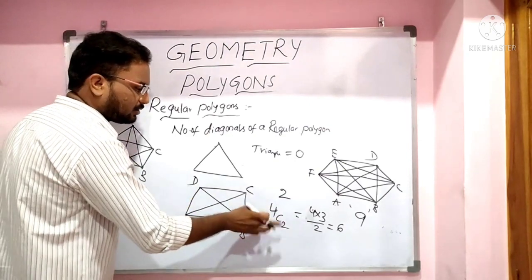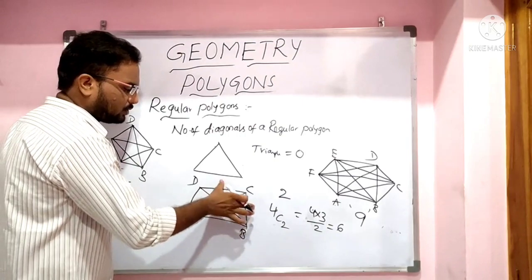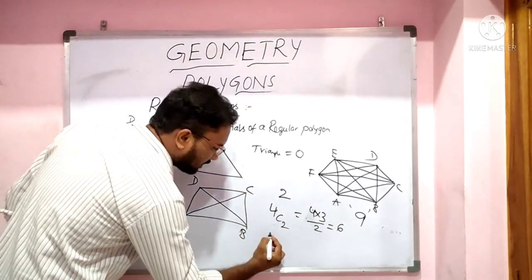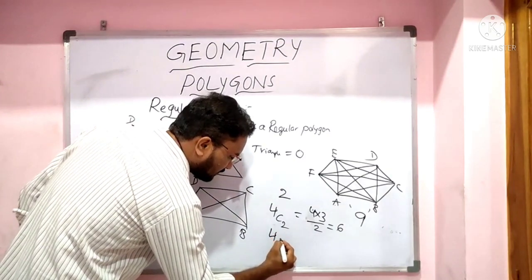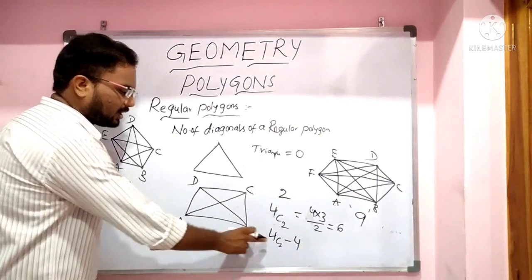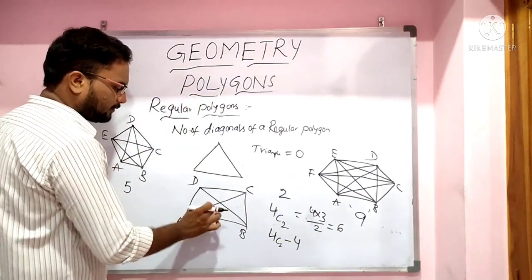These are the total number of lines. From this, if you take the adjacent sides 1, 2, 3 and 4, we got the diagonals. So the total number of diagonals is 4C2 minus 4. From the total number of lines, these are the total number of lines, 1, 2, 3, 4, 5, 6.